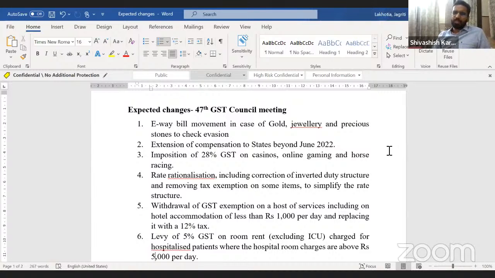So 28% GST is being proposed on this. Next, rate rationalization, including correction of inverted duty structure. We saw that the inverted duty structure on footwear has already been rationalized, in the sense the tax rate has been increased to 12% from 5%. That is being considered for various other lines, like the solar sector, which has this issue currently. The textile sector also has this issue, but to my understanding it is not going to be implemented, at least in the textile sector, though we need to wait for tomorrow's press release.